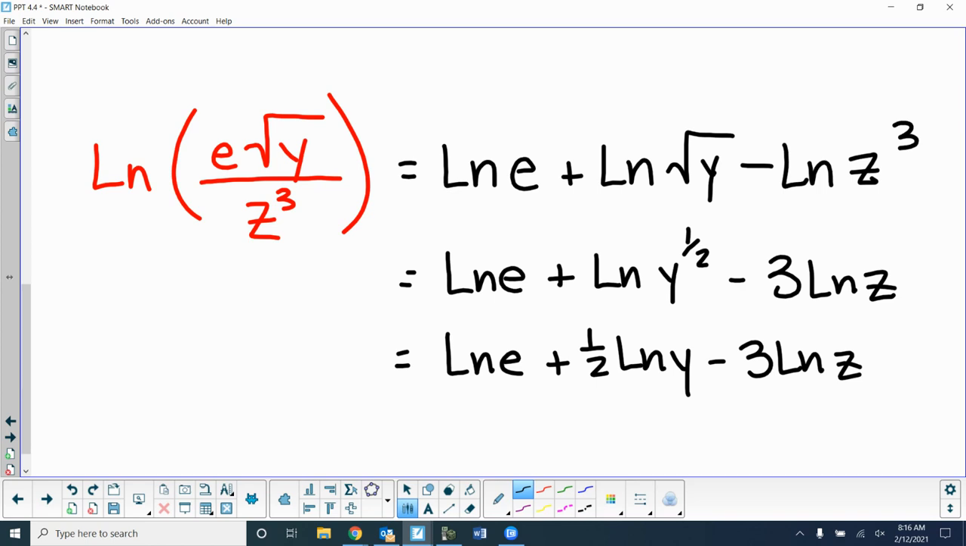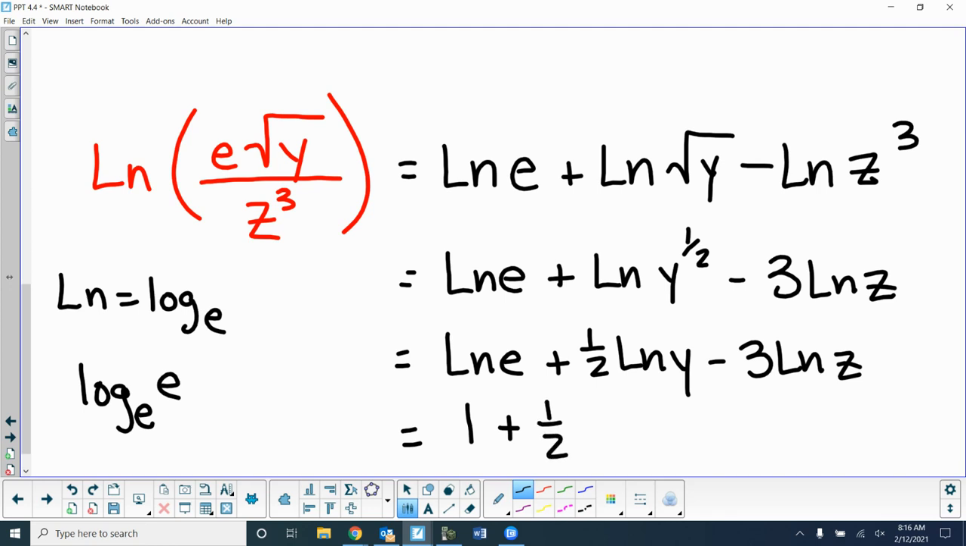ln e is what? Remember, ln is the same as this. So what's log base e of e? That's what this is. What happens to those? What did we say yesterday? They cancel. If everything cancels, what number do we put? 1, not 0. 1, right, Connor?